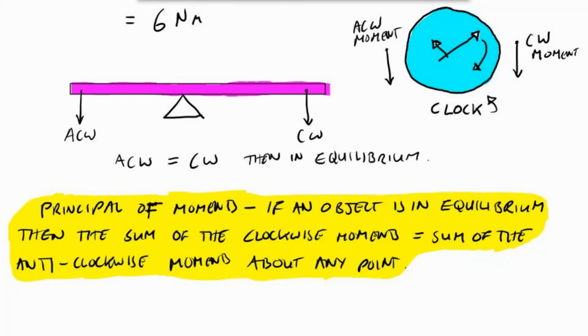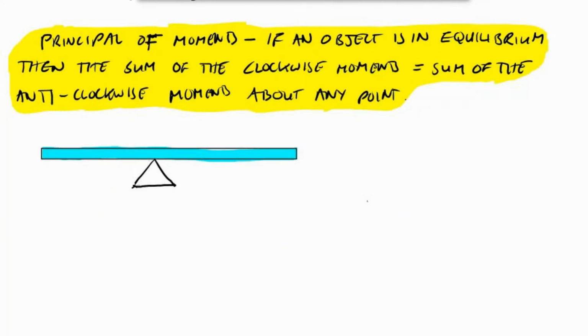So there we go, the principle of moments. If an object is in equilibrium, then the sum of the clockwise moments equals the sum of the anti-clockwise moments about any point. And let's start doing some examples of that. Alright, so we've got a little balance beam there, and we've got a pivot in the middle. Now let's draw in some forces and some distances to the pivot.